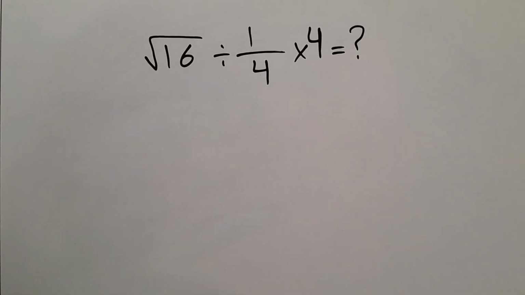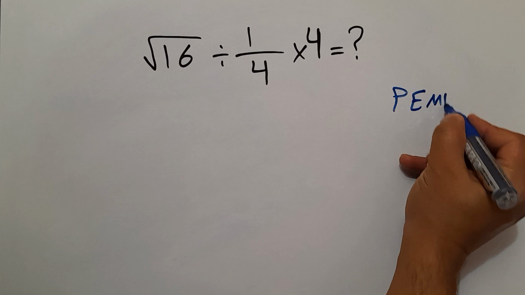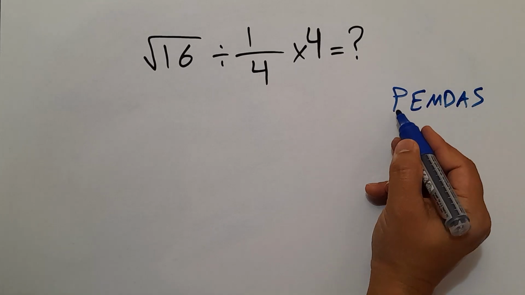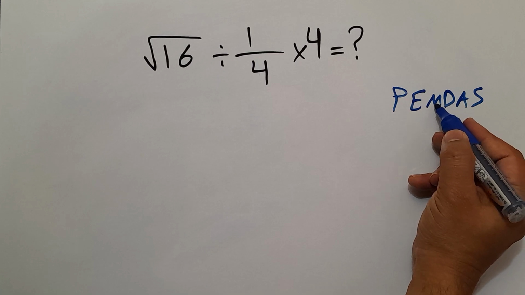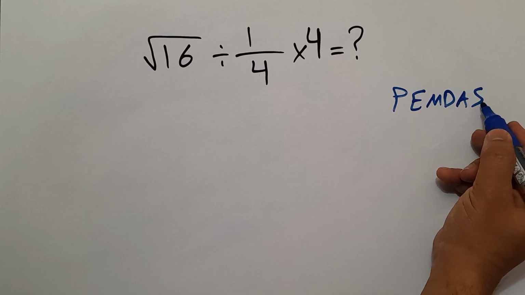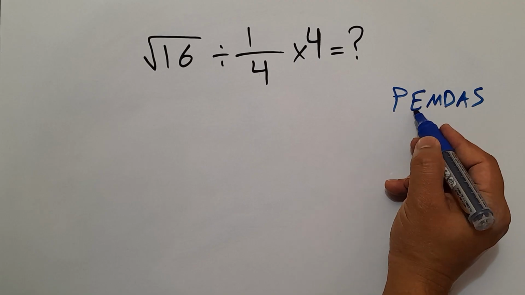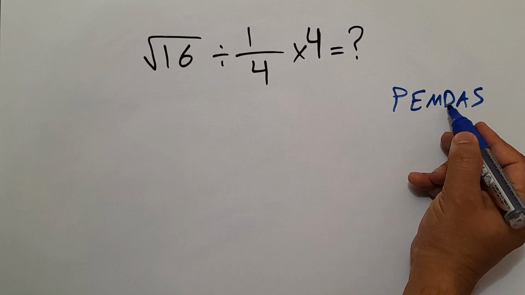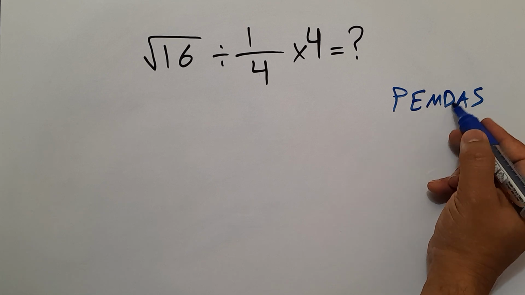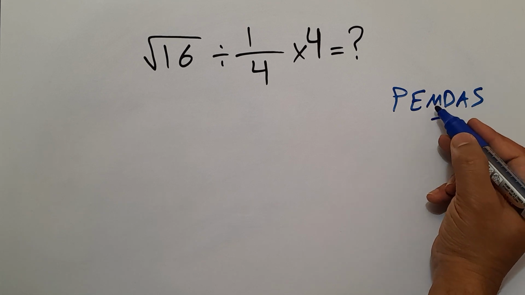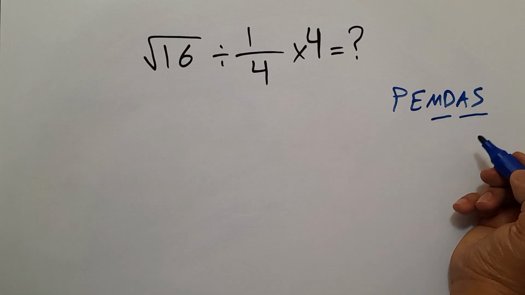because according to the order of operations, which is PEMDAS, P stands for parentheses, E stands for exponents, M and D stand for multiplication and division, and A and S stand for addition and subtraction. We first do parentheses, then exponents, then multiplication and division, and finally addition and subtraction. Remember that multiplication and division have equal priority and we have to work from left to right. And the same goes for addition and subtraction.